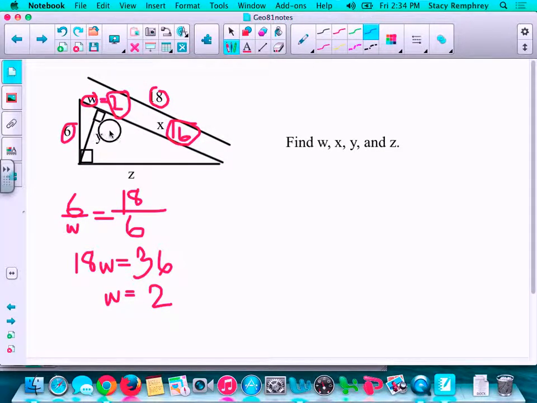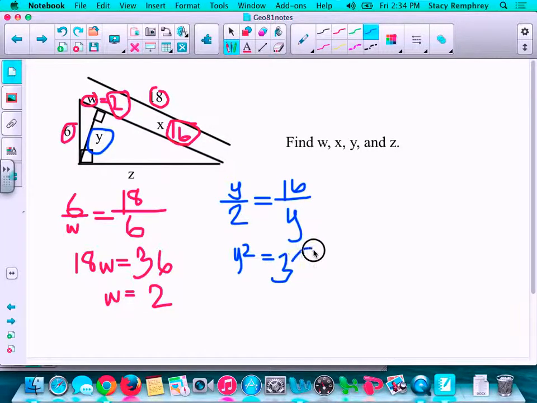To get y, well, that's the altitude. The altitude is the geometric mean between the segments of the hypotenuse. So again, as you say the theorem, whatever you say is the geometric mean, that's what's written twice. So in this case, that is the variable. I don't want you thinking it's always the variable. Between 2 and 16, that's y squared equals 32. It's hard to write with this. And so y equals 4 root 2. That's the simplified version of the square root of 32.